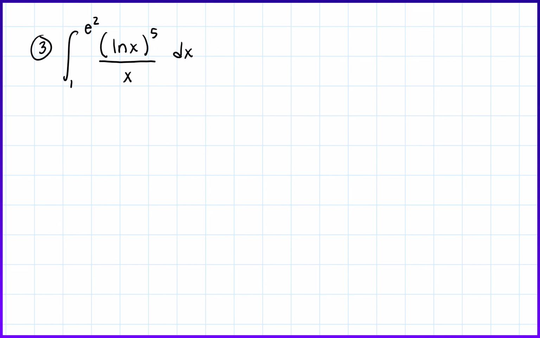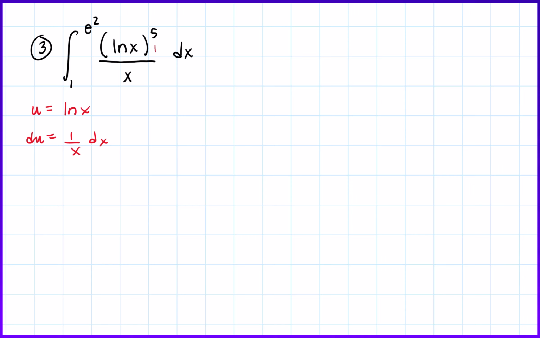All right, let's take a look at another one. So here we've got a definite integral. We're taking the integral from 1 to e squared of the natural log of x to the 5th power over x. This one is definitely a good candidate for a u sub, because if we let u be the natural log of x, we know that the derivative is 1 over x. It's du dx, and then I separate the differential. So there's your dx.